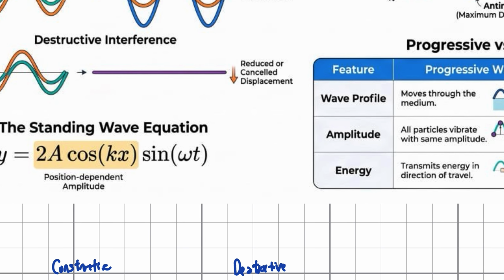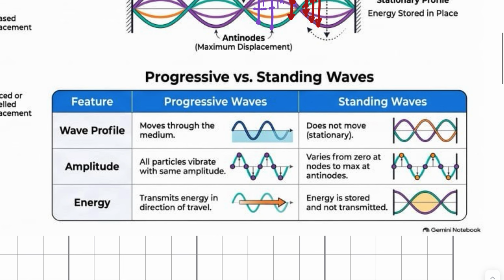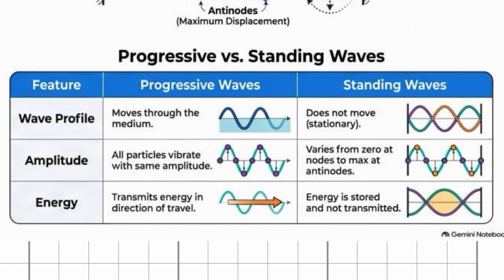Now the last part is we need to know the differences between progressive wave and standing wave. So these are the three differences. The first one is the profile itself, the shape of the wave. For a progressive wave, the shape of the wave will move to one direction. So it means the profile is moving through the medium. Now for a standing wave, the shape that we see seems like it's not moving, static there. So the profile does not move. That is the first difference between progressive wave and standing wave.